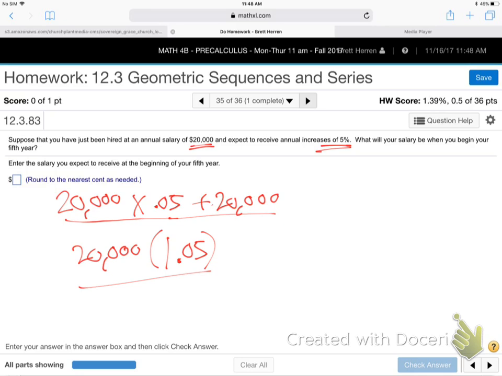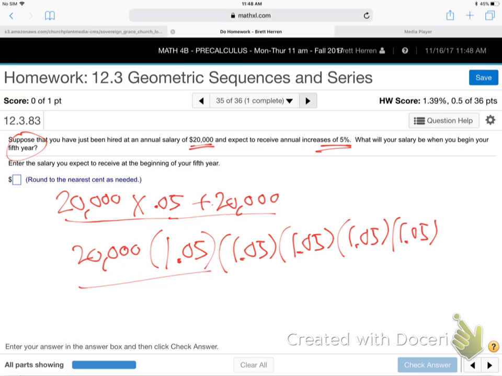So if you want your salary to go up 5% every year, by the 5th year, you would multiply by 1.05 5 times. Right? Every time you multiply by 1.05, it goes up 5%, up 5%, up 5%. So the quick way in your calculator, 1.05 to the 5th. Like that. All right, it looks like we're out of time.